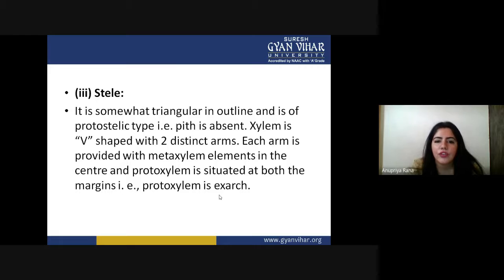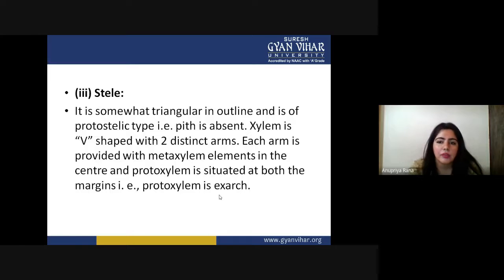Stele is somewhat triangular in outline and is of protostelic type. Okay, so the stele of the petiole is not like the stele of the rhizome. It is a very primitive kind, that is protostelic. And pith will be absent.